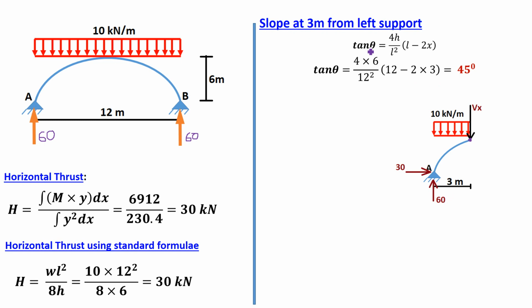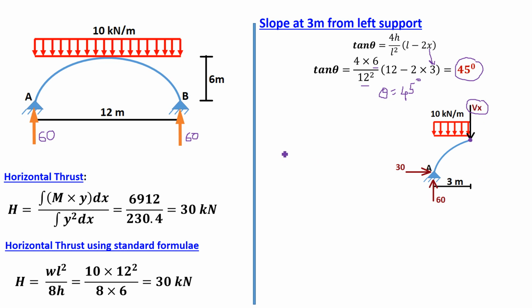The equation we already discussed in the previous example: tan theta equal to 4h upon L square into L minus 2x. So h equal to 6, L equal to 12, x equal to 3 meter, which is given as 3 meter from the left support. If you put all these values, you will get theta equal to 45 degree. Now we want to find the vertical shear force developed at the point where we have taken a section, that is Vx.